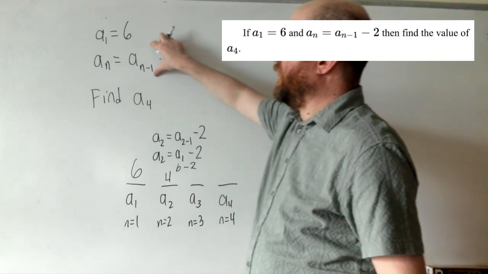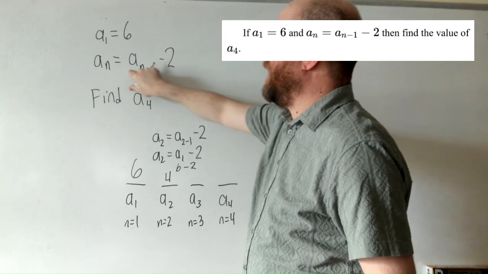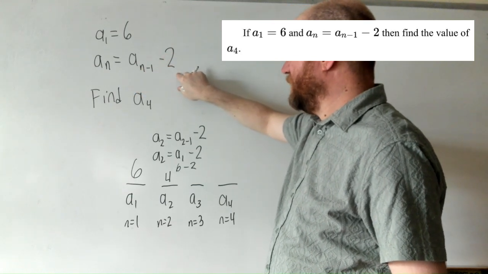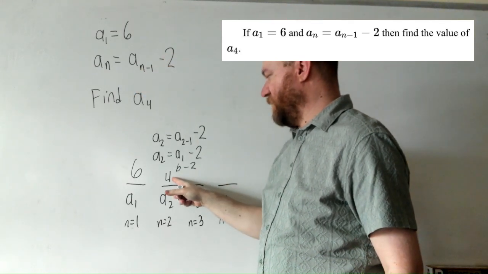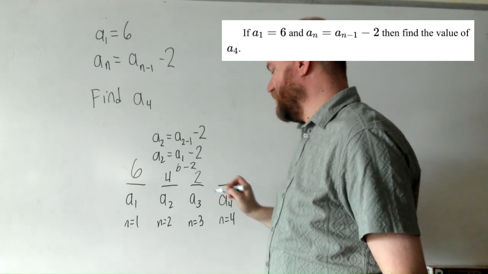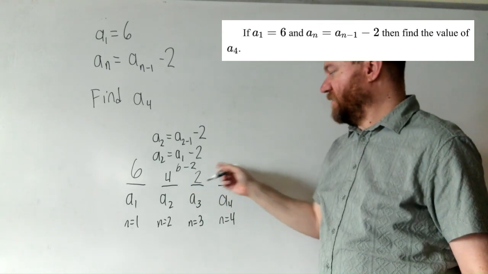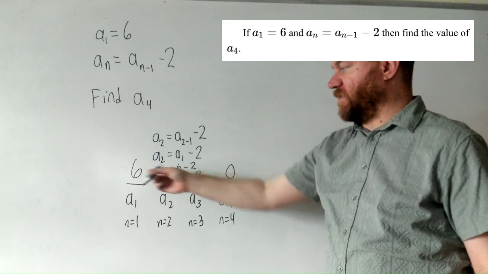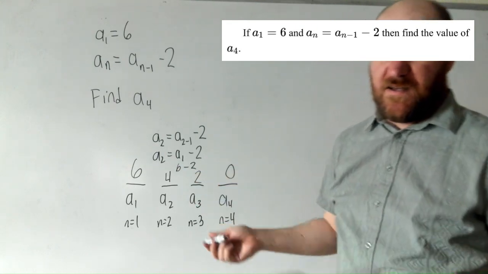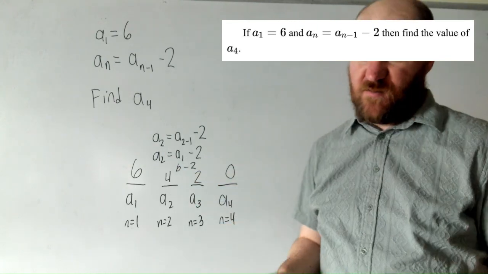All of this is a fancy way of saying the last number minus 2. So this one is 2, and this one is the last number minus 2 again. So the pattern goes 6, 4, 2, 0. It asks for the fourth number. The answer to this one is 0.